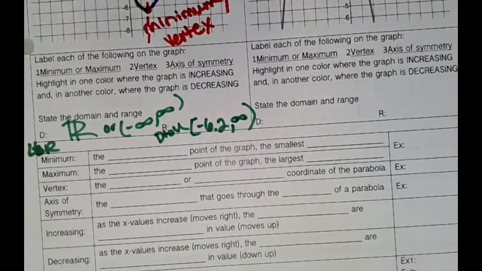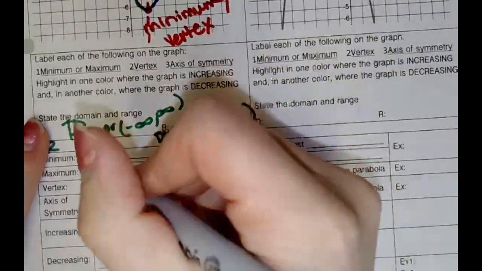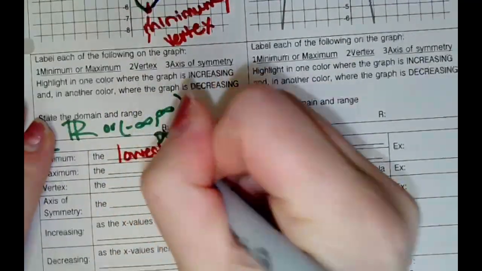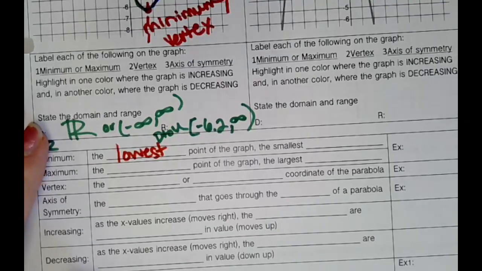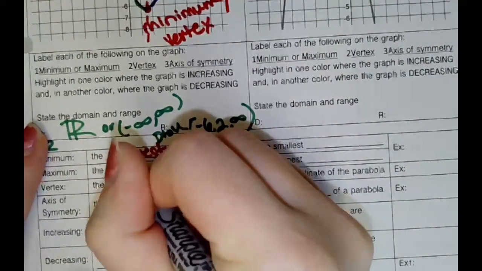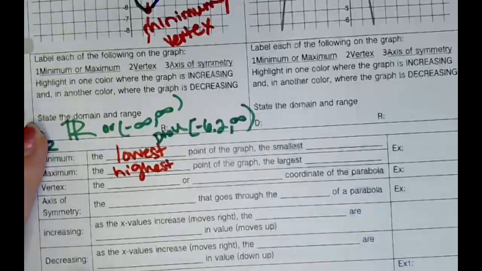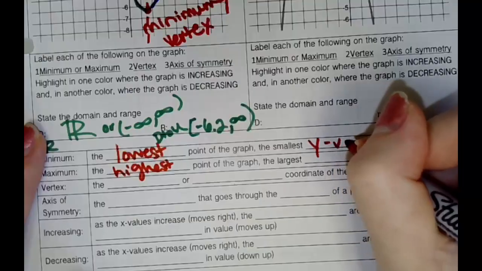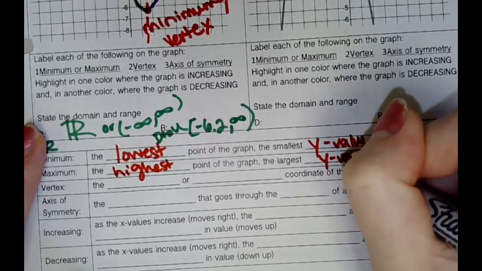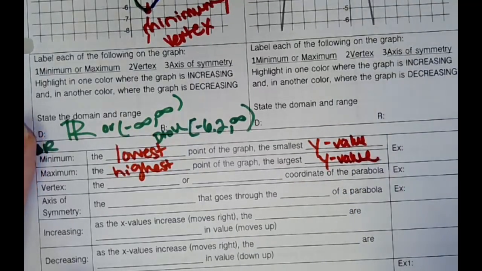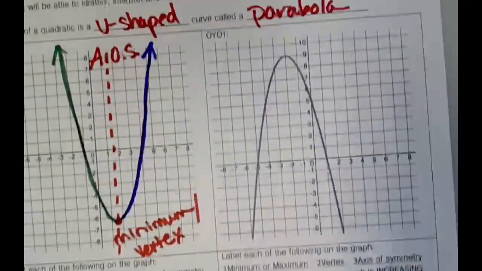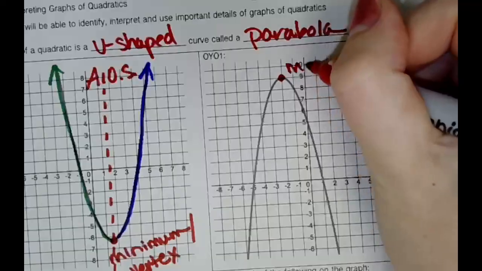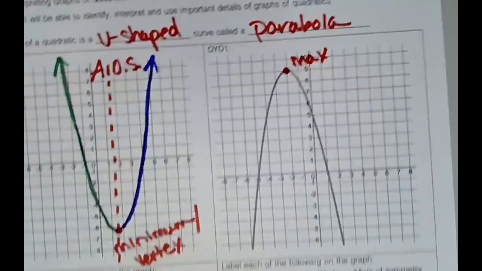Minimum. It is the lowest point of the graph, the smallest y value. Maximum is the highest point of the graph, the largest y value. Oops, I forgot to write those down. For example, this is a minimum because it's the lowest. This is a maximum because it is the highest.